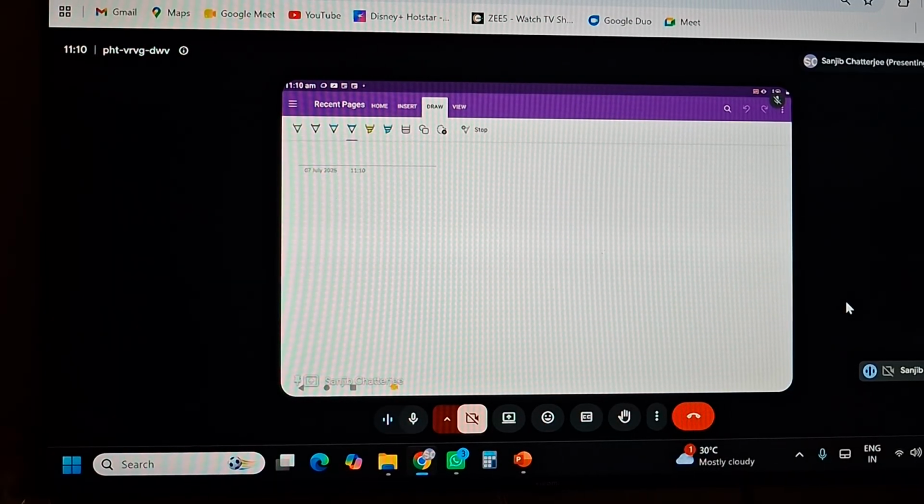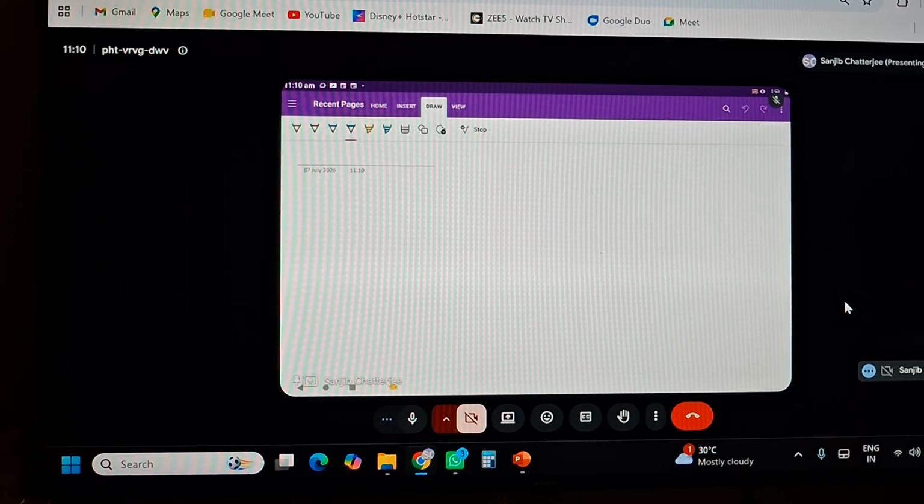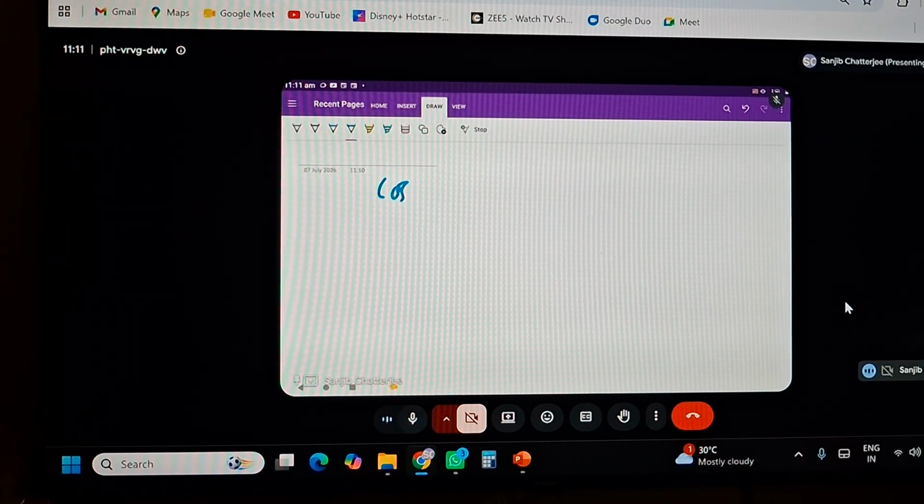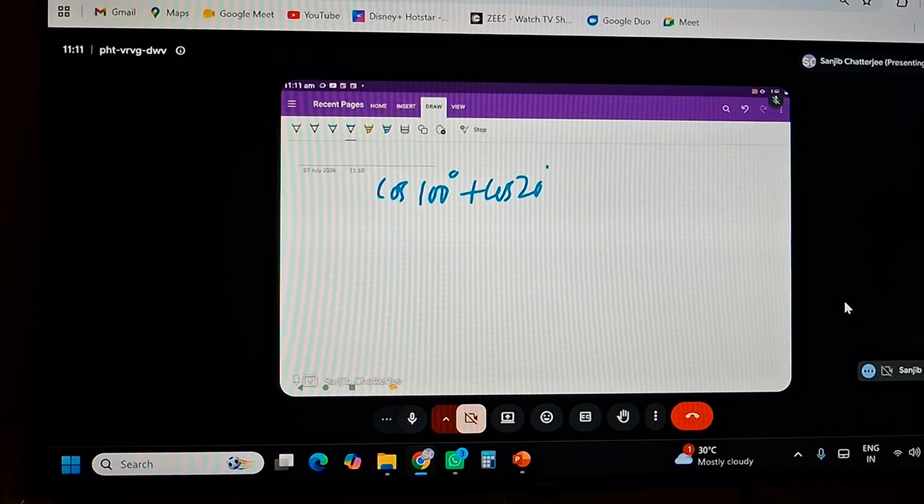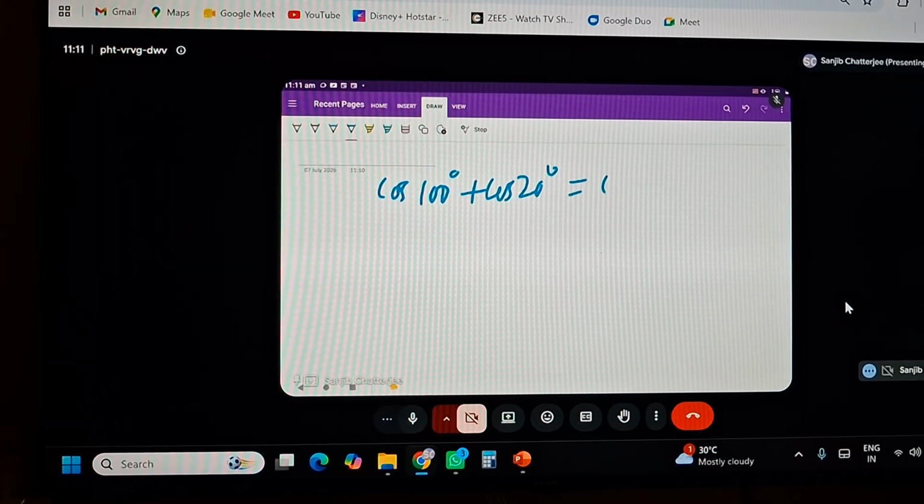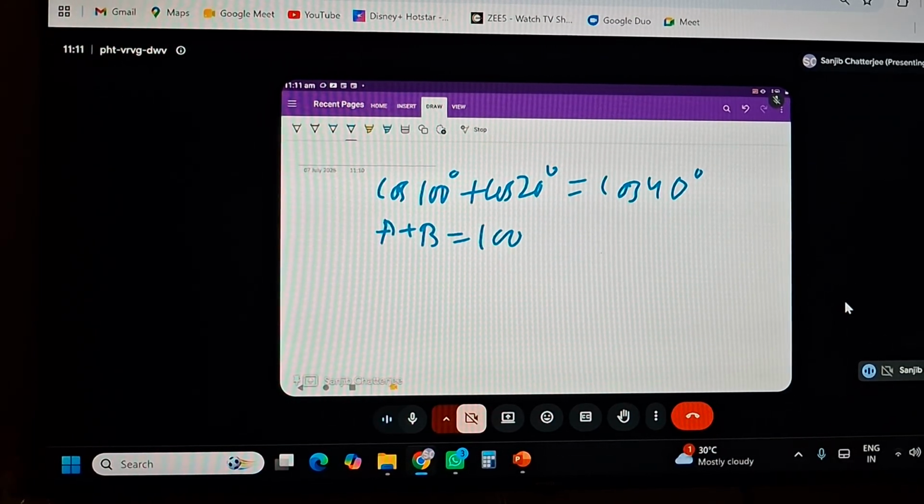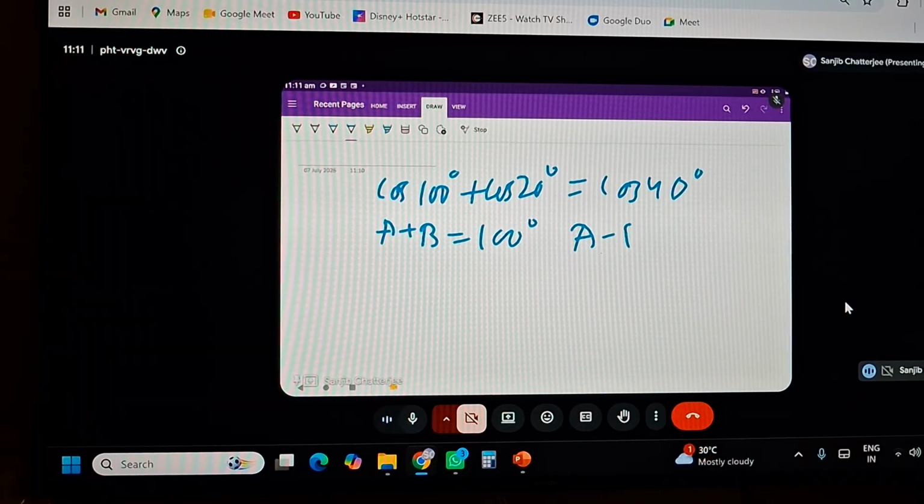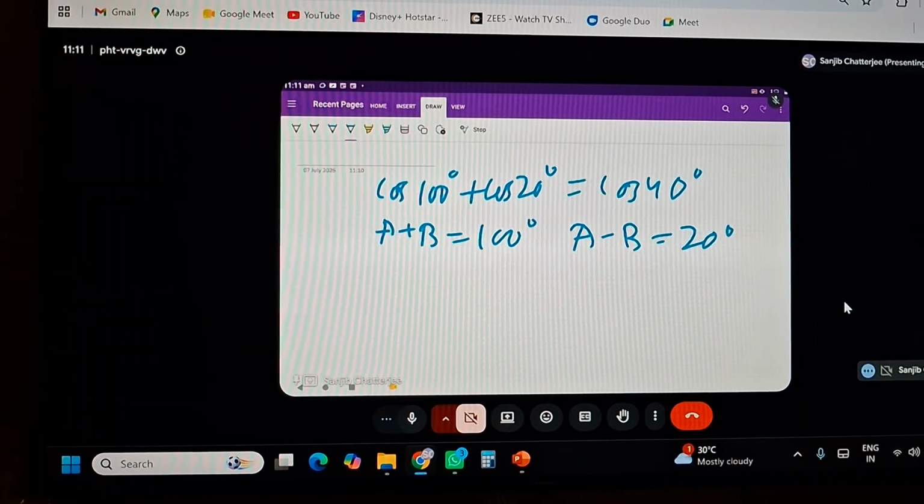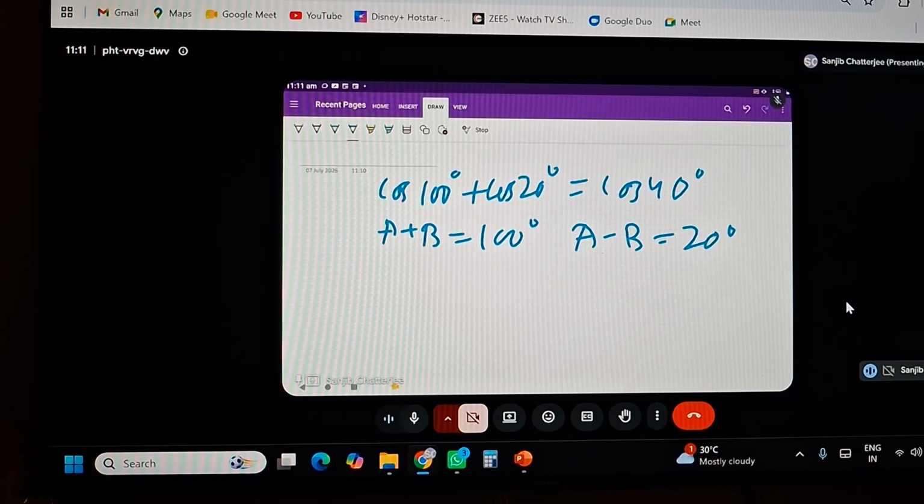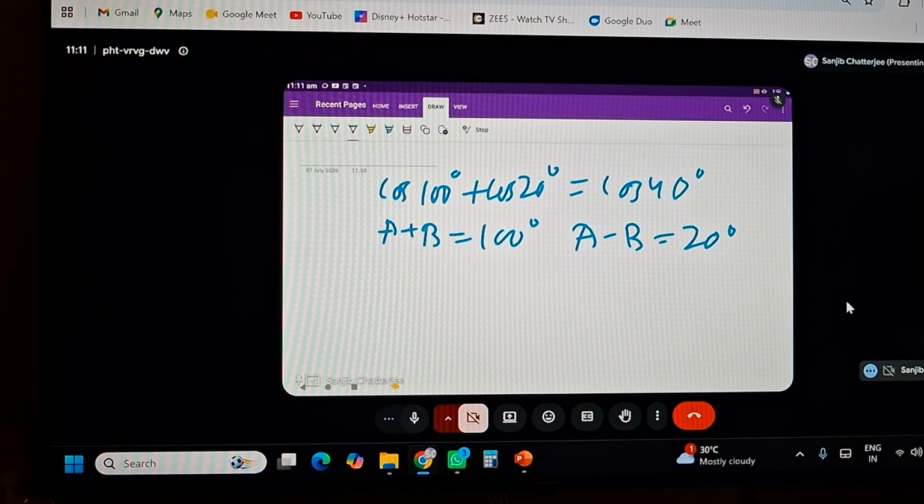Okay, the next question is: cos of 100 degree plus cos of 20 degree. You have to prove it. This will be equal to cos of 40 degree. So as I told you, we will be treating a plus b is equal to 100 degree and a minus b will be equal to 20 degree, right? A plus b 100 degree, and a minus b 20 degree.